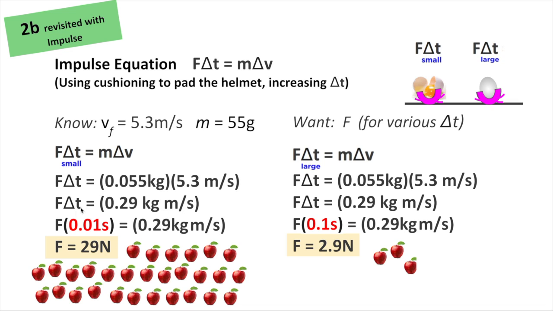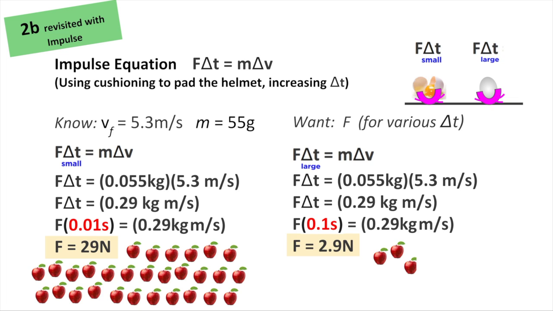Let's say that I make the time that the crash occurs, the delta t, 100th of a second, 0.01 seconds. Then when I plug that in for delta t and solve for F, I will find that the force is equal to 29 kilogram meters per second squared, and that unit is a Newton, of course. So the force is 29 newtons. Essentially, an apple is a Newton in terms of force. So that's like 29 apples all sitting on top of my egg.